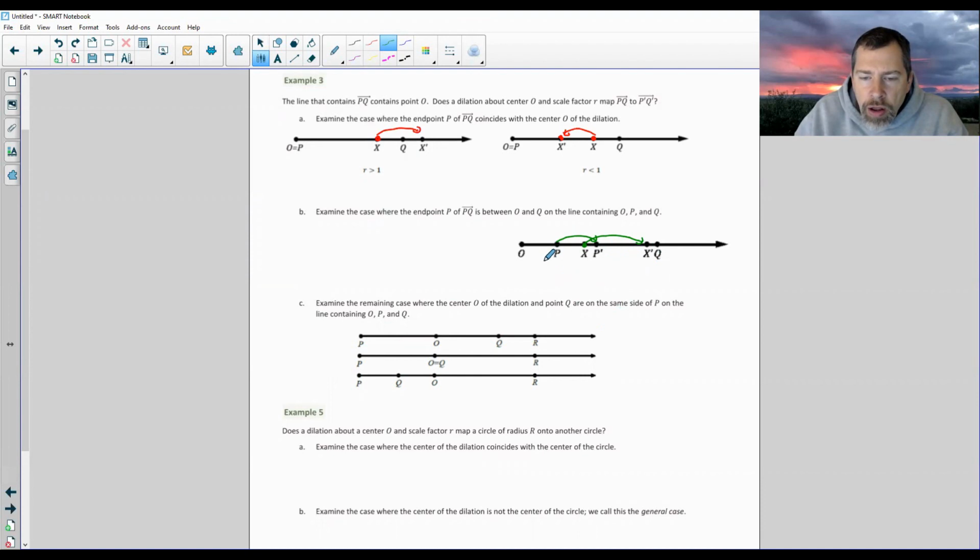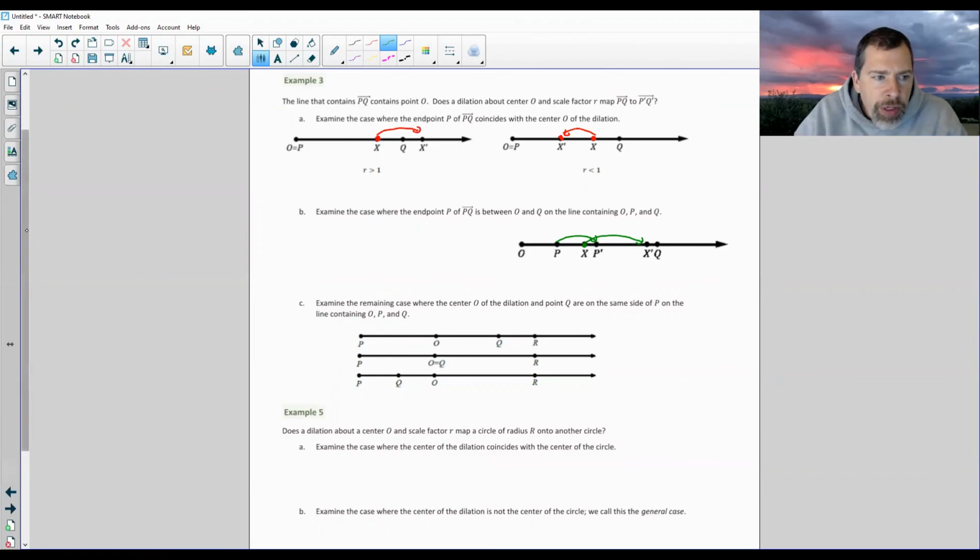If R was less than 1, then the dilation P would move closer to O, further from X. So P, the starting point P, would move this way. Q would also move that way, but not at the same rate.